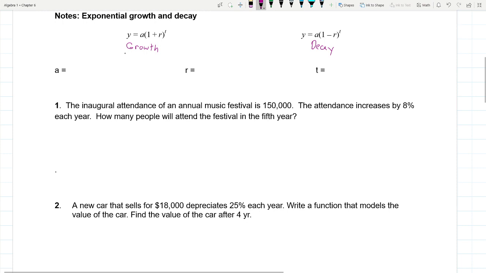As we're aware from the prior segments, a is our initial value. r is our rate of increase or decrease. And this comes with a little caveat that we'll cover as we're going through this, of how this r really works. And then t is time.